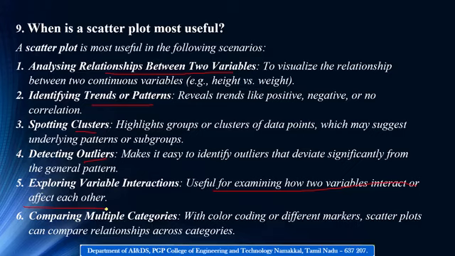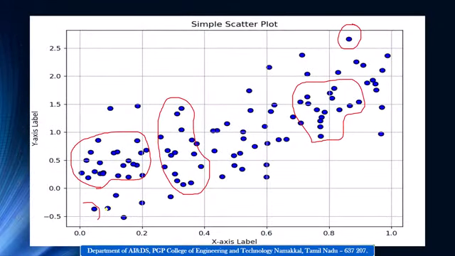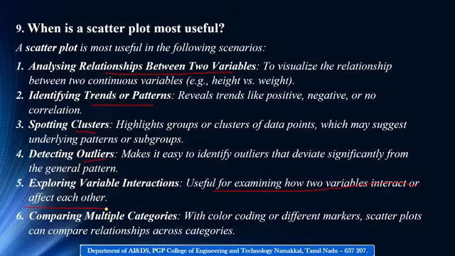Then comparing multiple categories. With color coding or different markers, scatter plots can compare the relationship across the categories. Here we have only one category; I just put everything in one category. You can have two different categories of data, or three categories of data, and make a scatter plot. So it's a very important short answer question: when is a scatter plot most useful?